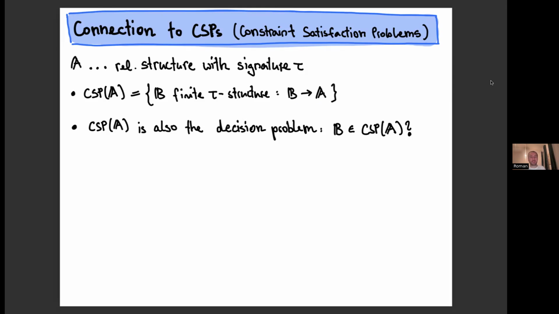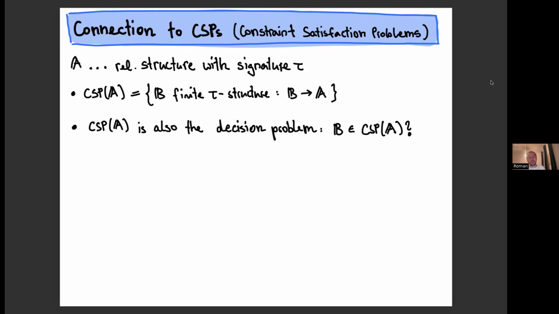So what is a CSP, a constraint satisfaction problem? Well, we're given a relational structure A in some relational signature tau. And one way of viewing the CSP is that the CSP of A is just the class of finite tau structures which homomorphically map into A.